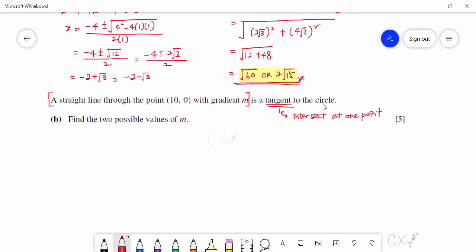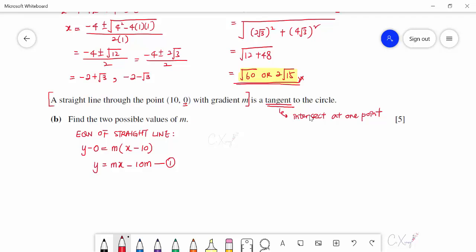So first I think we should try to form the equation of the straight line. So the equation of the straight line will be y minus y1, which is 0, equals m, the gradient is m, and then x minus x1, so minus 10. And my first equation will be y equals mx minus 10m. And because they are talking about intersecting at one point, they are still talking about intersection.